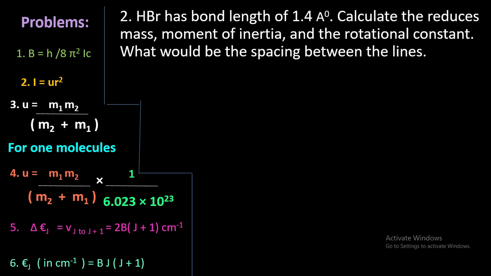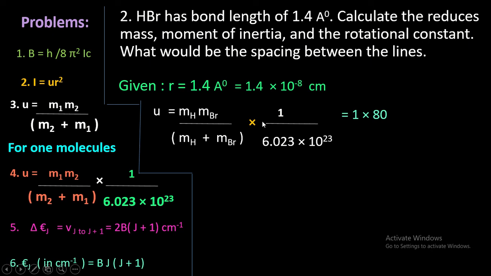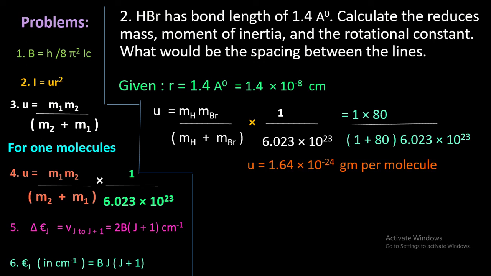What would be the spacing between the lines? Friends, r equal to 1.4 is given in terms of angstrom. This can be converted into centimeter by multiplication of 10 raised to minus 8. Now, the reduced mass for HBr equals mass of hydrogen into mass of bromine upon mass of hydrogen plus mass of bromine into 1 upon 6.023 into 10 raised to 23, that is the Avogadro's number. Therefore, this can be solved: 1 into 80 upon 1 plus 80 upon 6.023 into 10 raised to 23. That equals 1.64 into 10 raised to minus 24 gram per molecule.